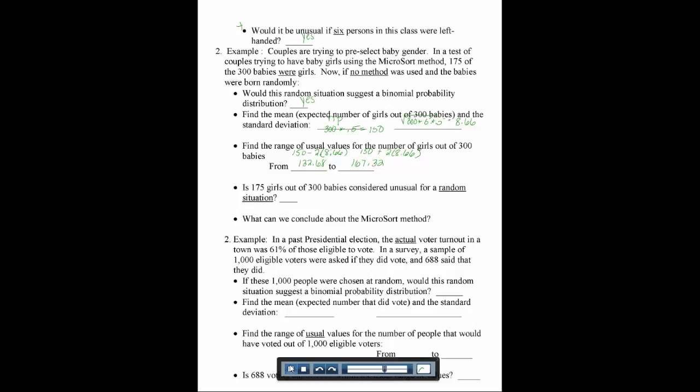So, is 175 girls out of 300 considered unusual? Yes, because it's outside that range. It's bigger than the 167. So what would we conclude then? We'd conclude that it would be unusual for it to happen randomly. So we can assume that the microsort method is working. So it is working to have a better chance at having a girl.